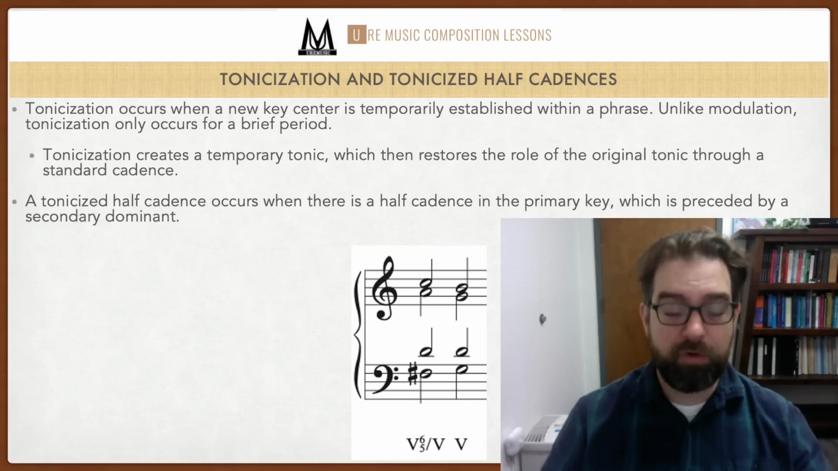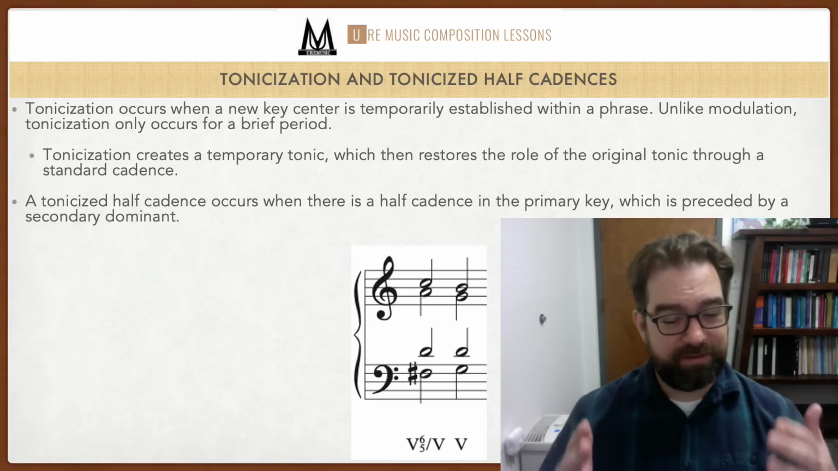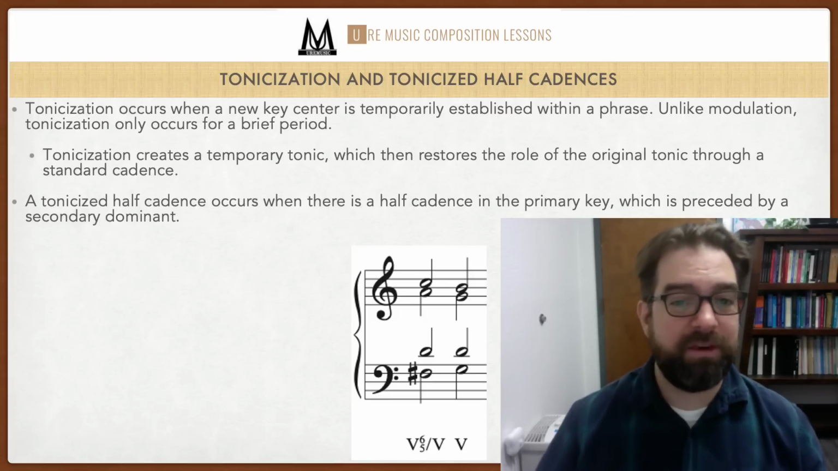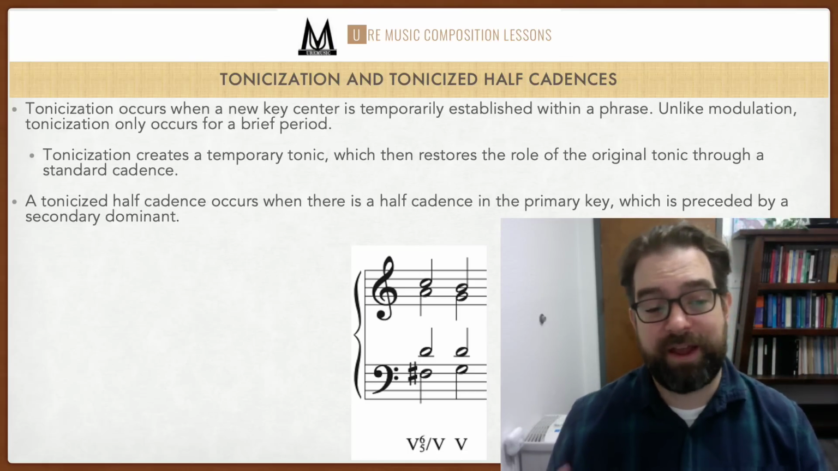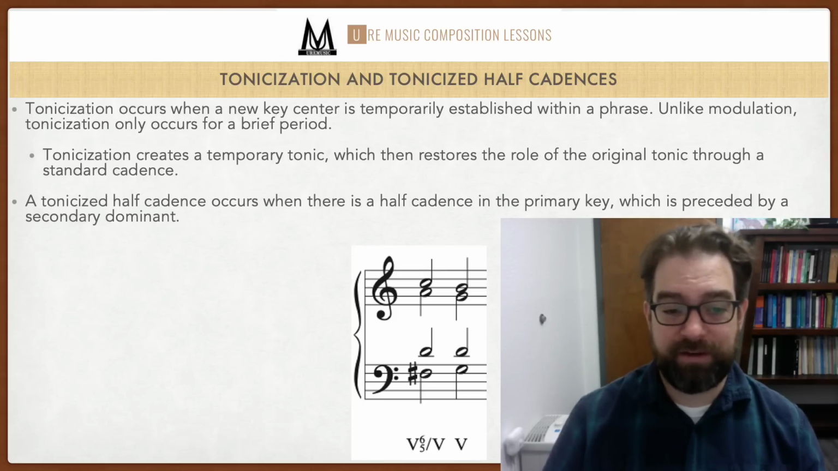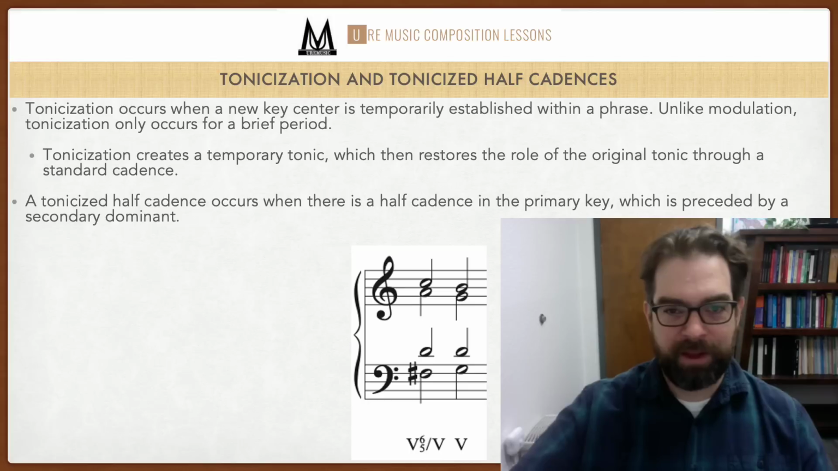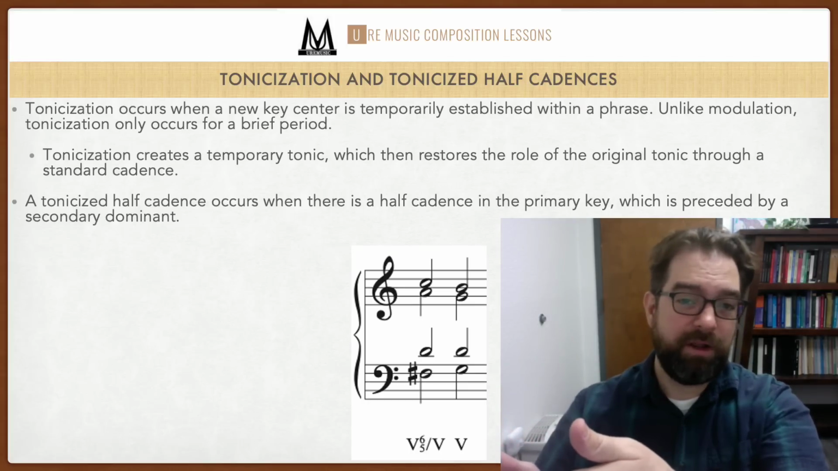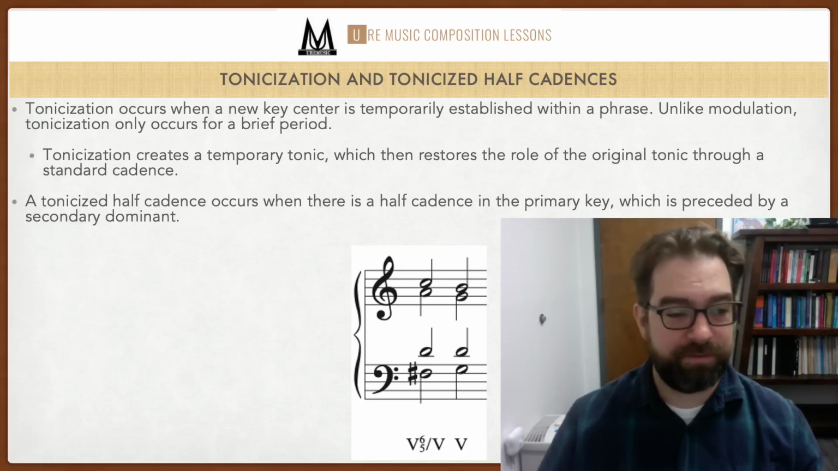It's where we actually move into a new key and take up residence, and we usually establish the new key with either a tonic, predominant, dominant, tonic, or at least a tonic, dominant, tonic in the new key to show that we have actually modulated. A tonicized half cadence occurs when there is a half cadence in the primary key, so you move from 1 to 5 in the key of C, but then that 5 chord is tonicized by a secondary dominant, so it's tonicized by another key area. That's called a tonicized half cadence.